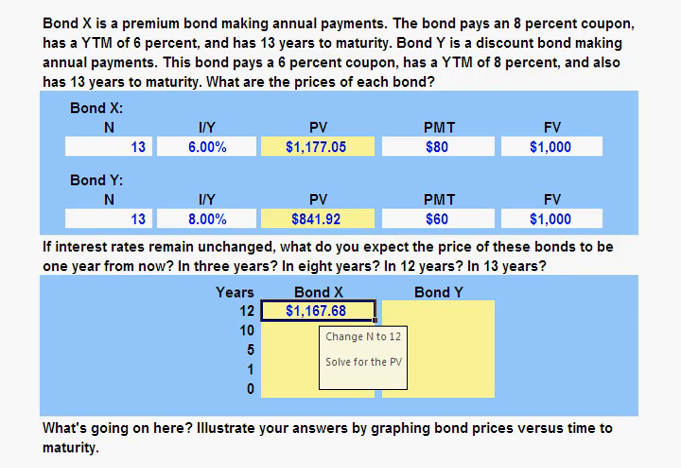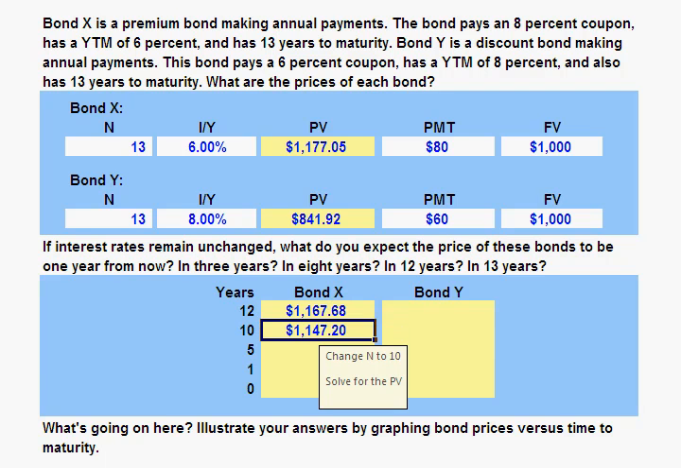If interest rates remain unchanged, what do you expect the price of these bonds will be 1 year from now, 3 years from now, 8 years from now, in year 12, and in 13 years? First, for Bond X, let's go ahead and enter 6% for the interest rate, $80 for the payment, $1,000 for the future value, and enter 12 for the number of years. Compute the present value, and we get a present value of $1,167.68.